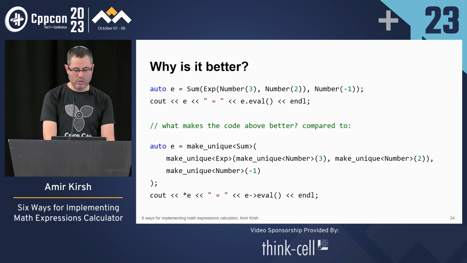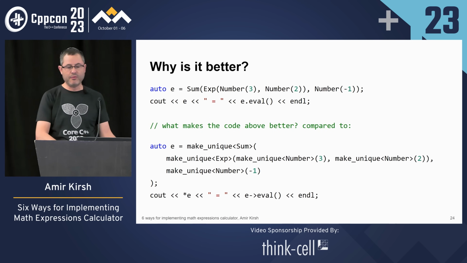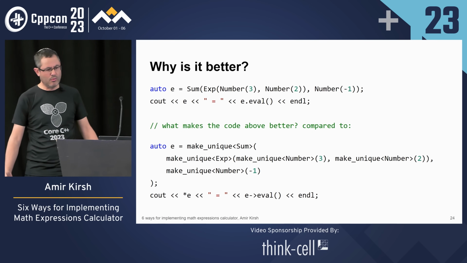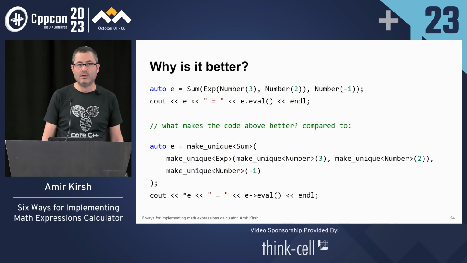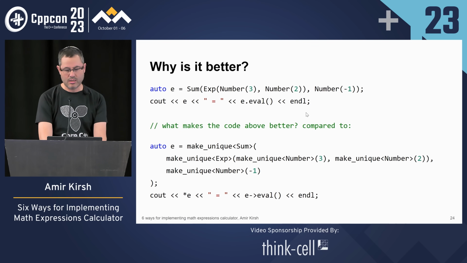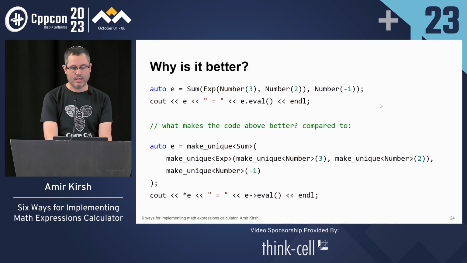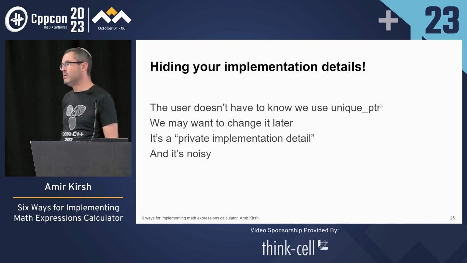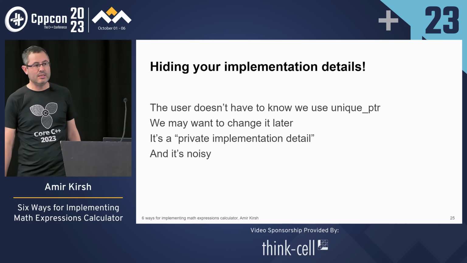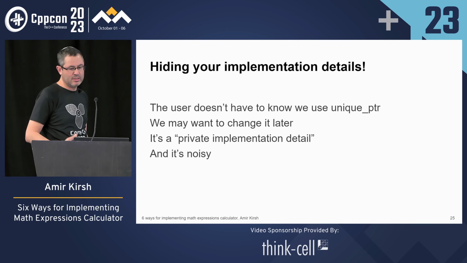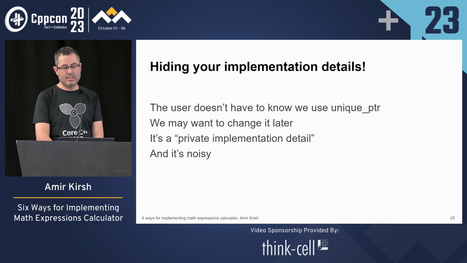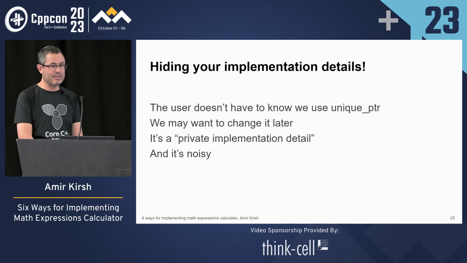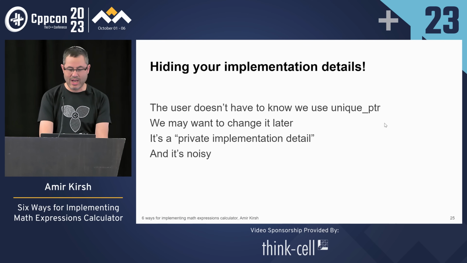OK? So what makes the code above better compared to what we had before? I mean, yeah, the one underneath, we used to see something like that in our code base. No, I like better the one above. Why? Because we are hiding implementation details. The use of unique PTR is an implementation detail. The user doesn't have to know about that. We may want to change it later. It's a private implementation detail, and it is noisy. It would be much better to just hide it. So let's just try to hide it.